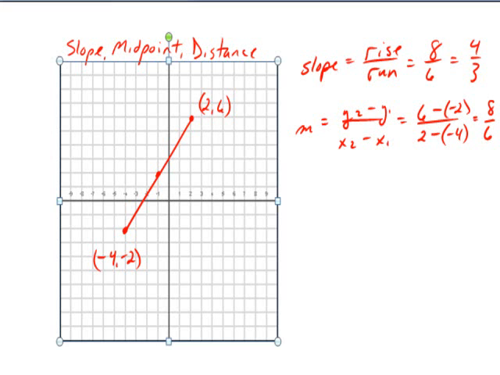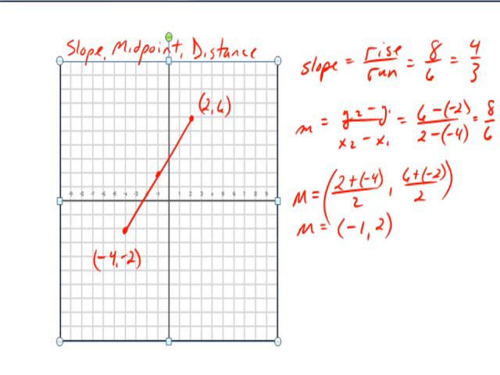To find it with algebra, I'm basically averaging the x's, adding them together and dividing by 2, and I'm averaging the y's. So my midpoint would be -2 over 2 is -1, 4 over 2, which is 2. Again, just averaging the x's and averaging the y's.